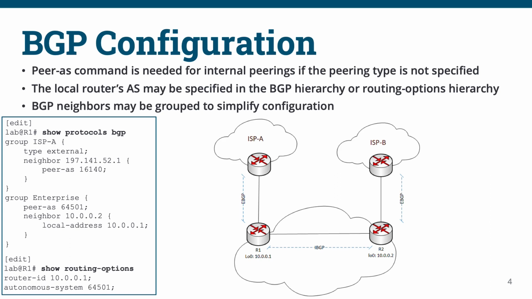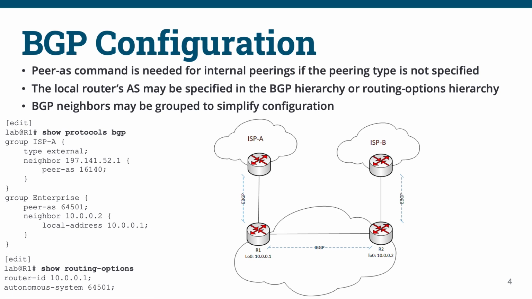The local router's AS must be defined for BGP to operate. It may be configured either in the routing options hierarchy, as it is here using the autonomous system command, or in the BGP protocol hierarchy. In the BGP protocol hierarchy, the local router's AS is configured with the local AS command.